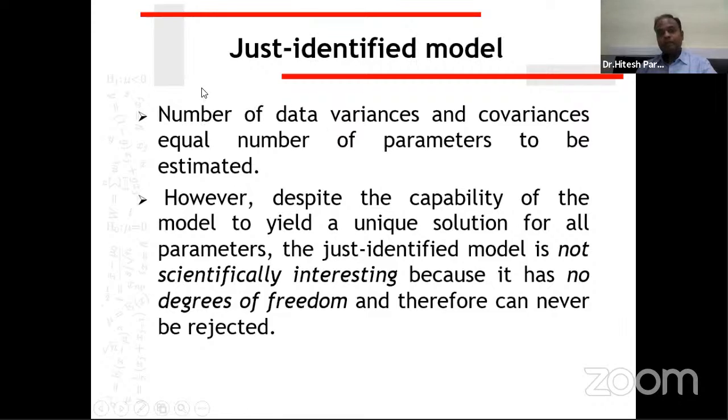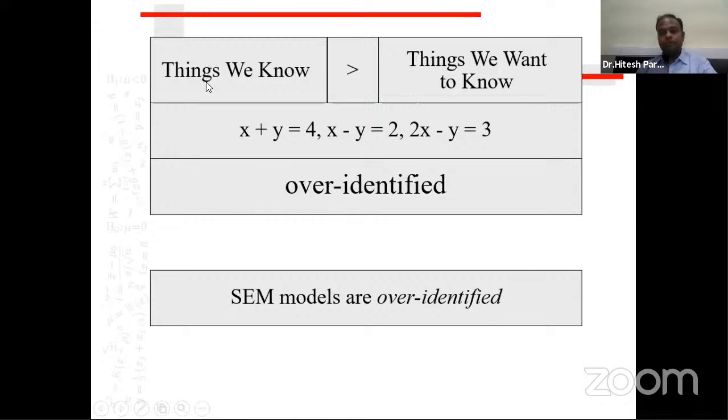So that is the reason we need to again require some more degrees of freedom to perform the analysis. So the third kind of model will be like this: x plus y is equal to 4, x minus y is equal to 2, 2x minus y is equal to 3. We have more information. We have 3 equations and we want to estimate only 2 parameters. So this type of situation is known as over-identified, and SEM models are over-identified.